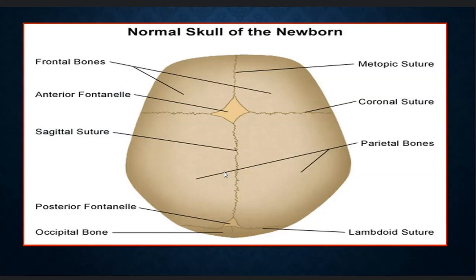This is called the third fontanelle. The third fontanelle is absolutely abnormal, and can be seen in patients with Down syndrome. So it's abnormal; normally there are just two fontanelles.